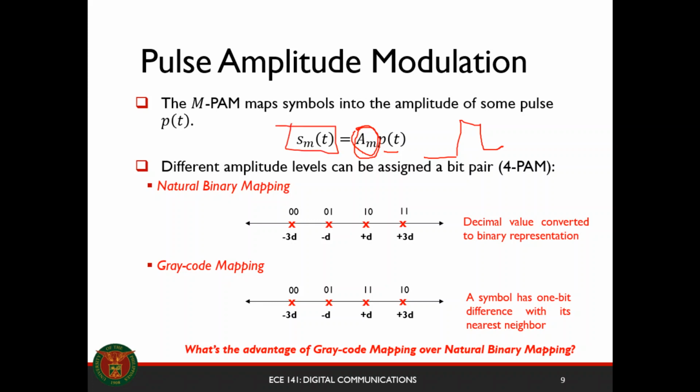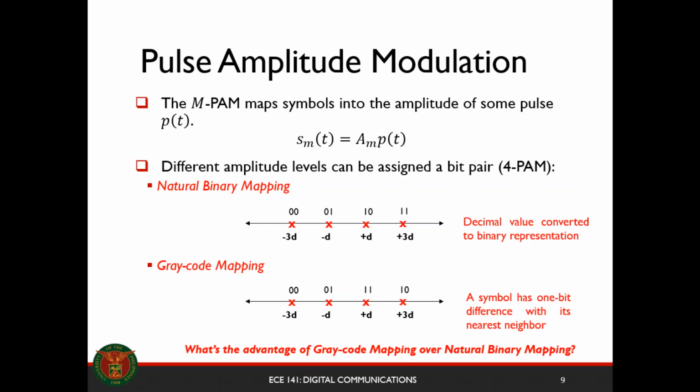Right? So I've already introduced to you the binary symbol mapping. You just order the symbols according to the levels of your symbols. In Gray code mapping, each neighboring symbol only has a 1-bit difference. So, burning question to you, what is the advantage of Gray code mapping over natural binary mapping?